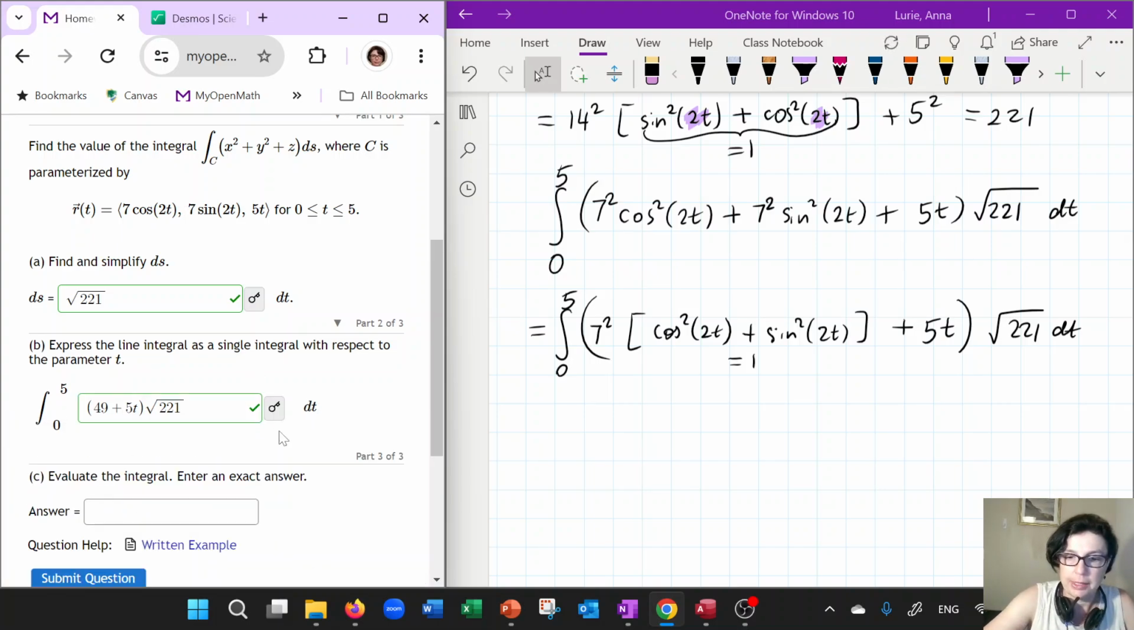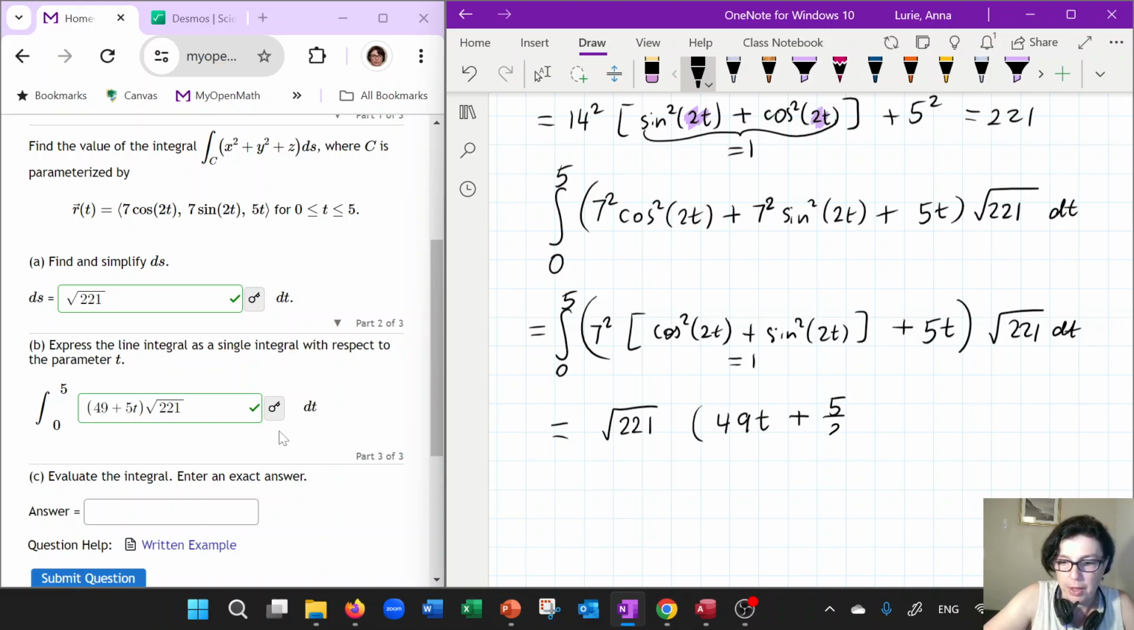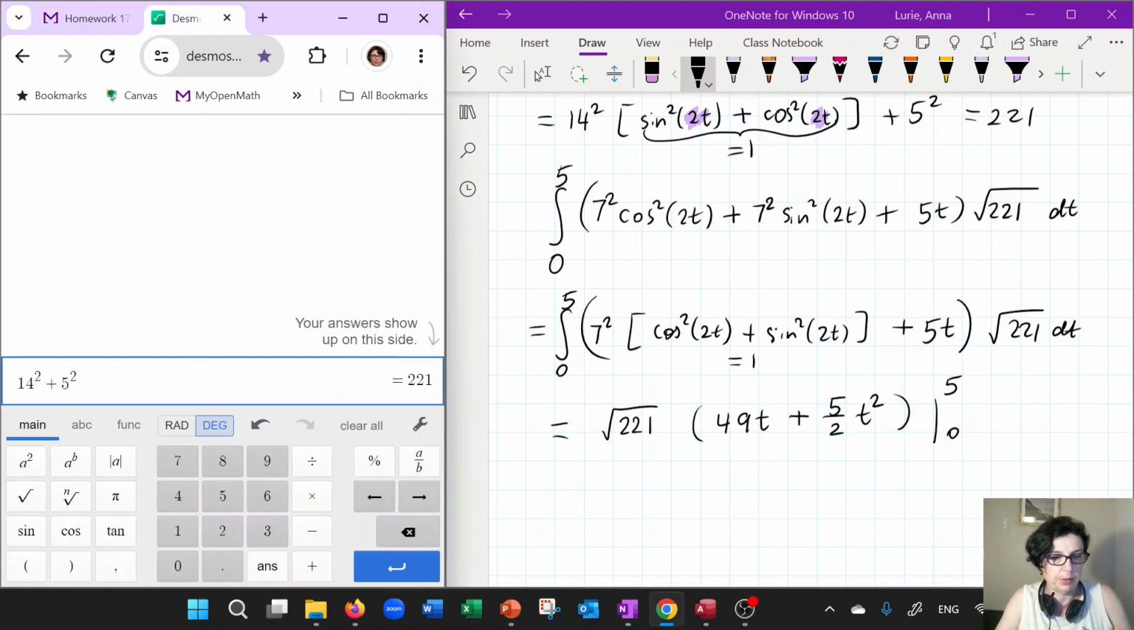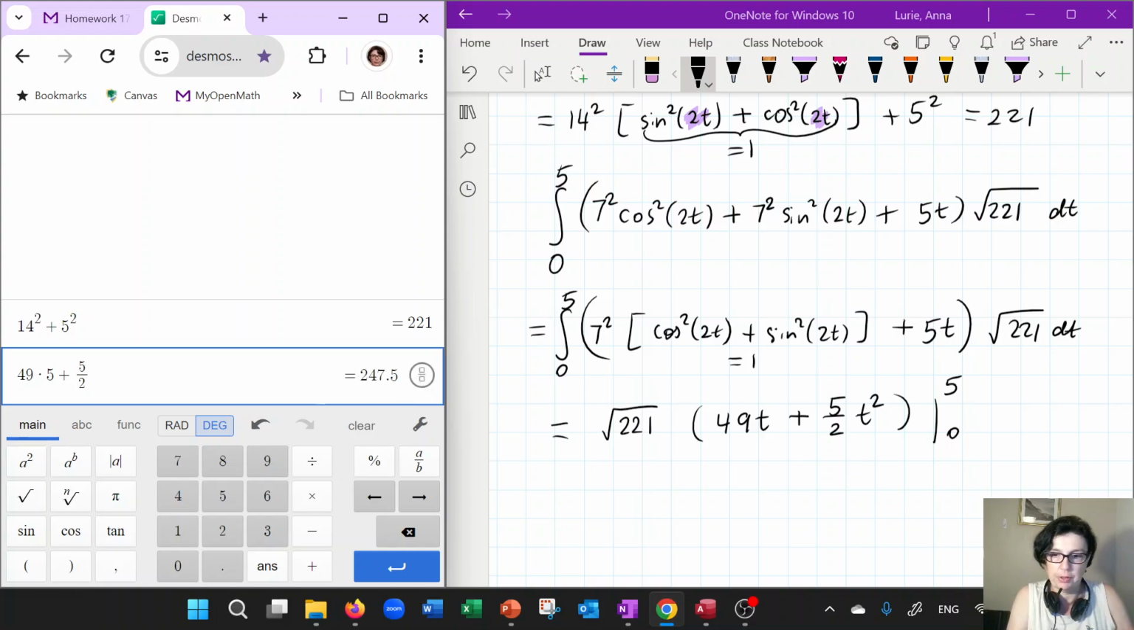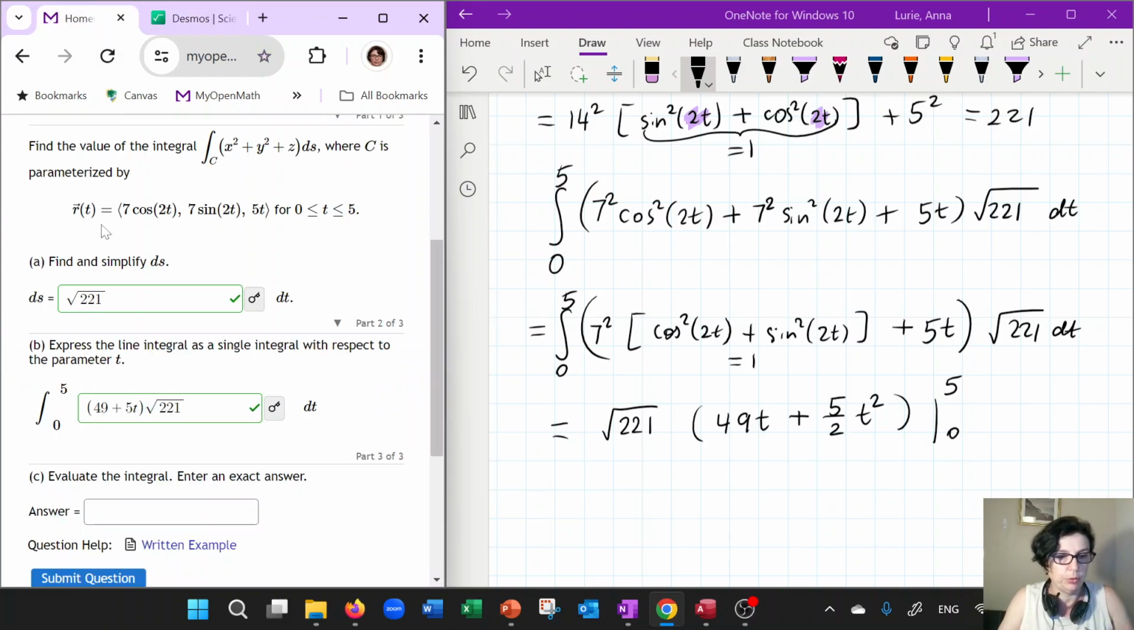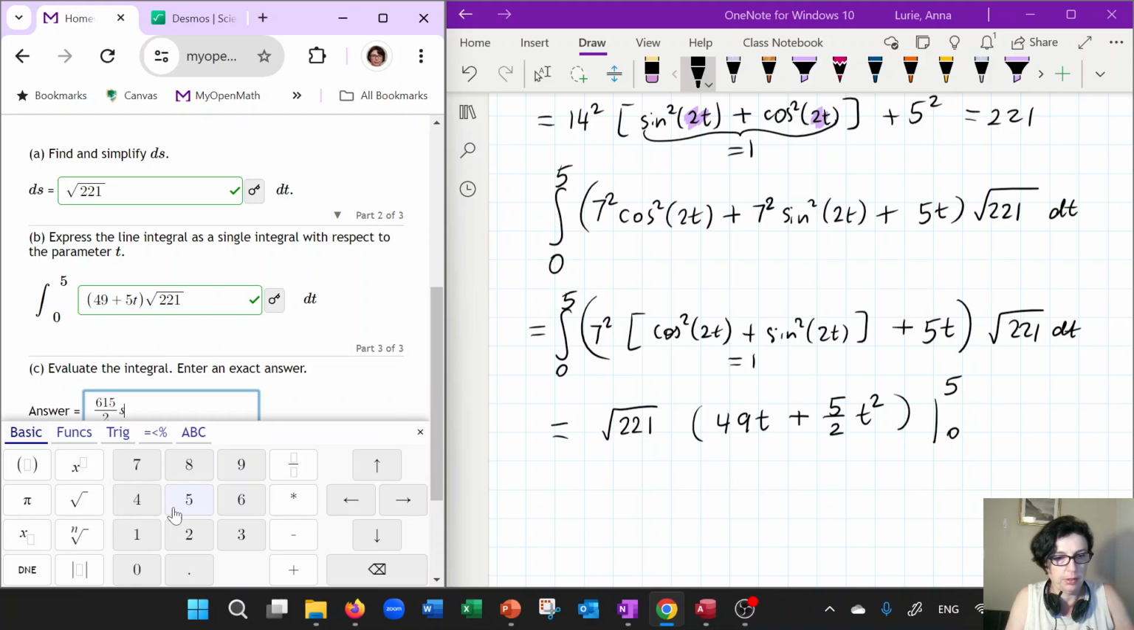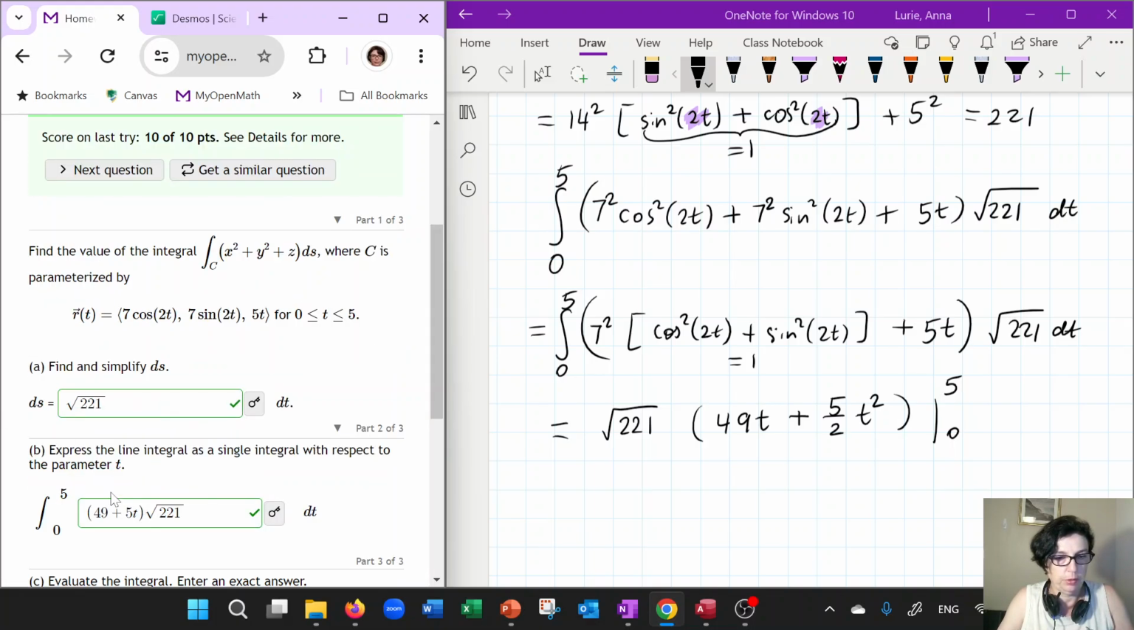The last step is to actually compute this integral, which is a piece of cake. Let me just not forget that square root. So the integral of 49 would be 49t. The integral of 5t will become 5 halves t squared. Remember, we add 1 to the power, and then we just substitute 0 and 5. So let's substitute 5 in there. It'd be 49 times 5 plus 5 halves times 25. Whatever that is, I got 615 over 2. So I think that that would be the answer here. And don't forget the square root. That's it.